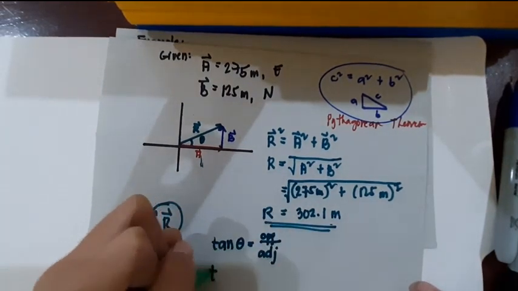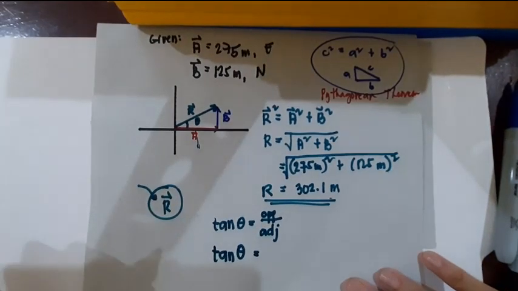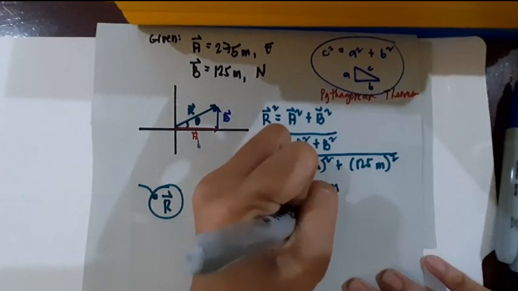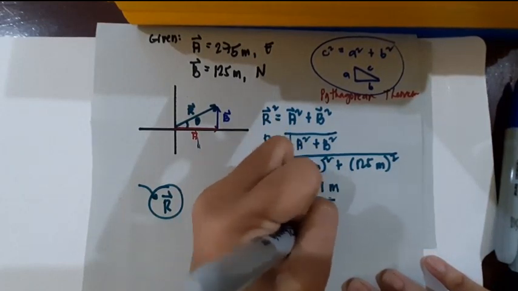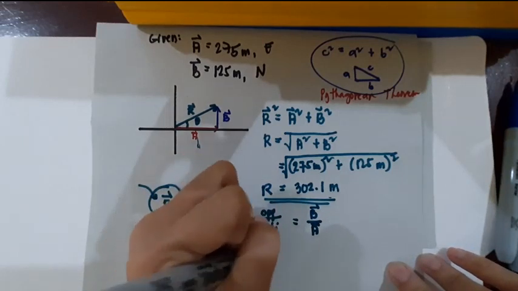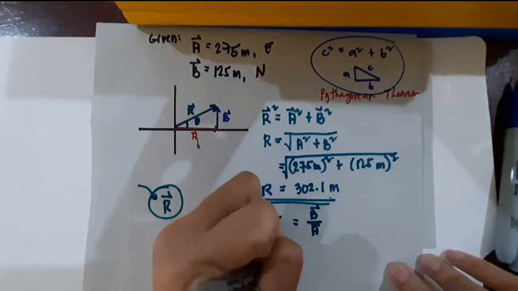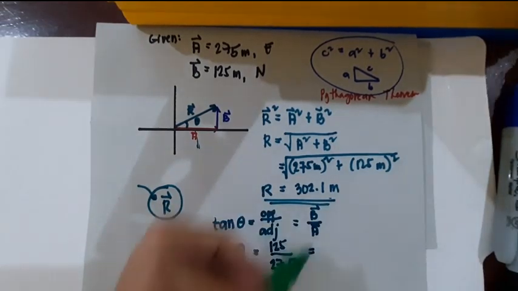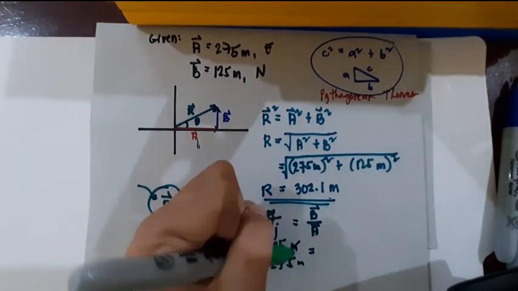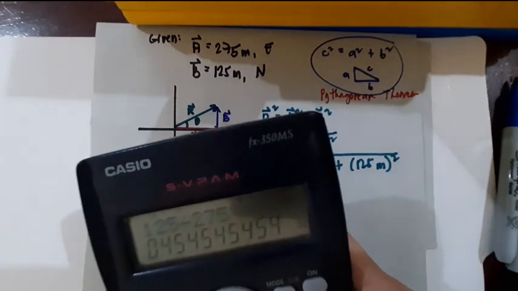So, you now have tan theta is equal to opposite, which is B, over adjacent, which is A. So that's 125 over 275 meters, the meters cancel. You will get 0.45.